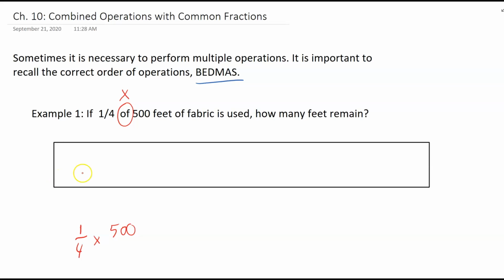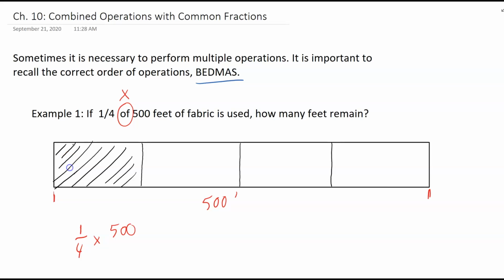And so here's my 500 feet of fabric. From here to here is 500 feet. Okay, I want to know how much 1/4 of it is so that I can then find how much remains. So let's see. Let's just make a quick sketch here. This would be about half. So if I divide those halves in half, that gives me quarters, right? So we're looking to see just how much 1/4 of 500 is in feet.